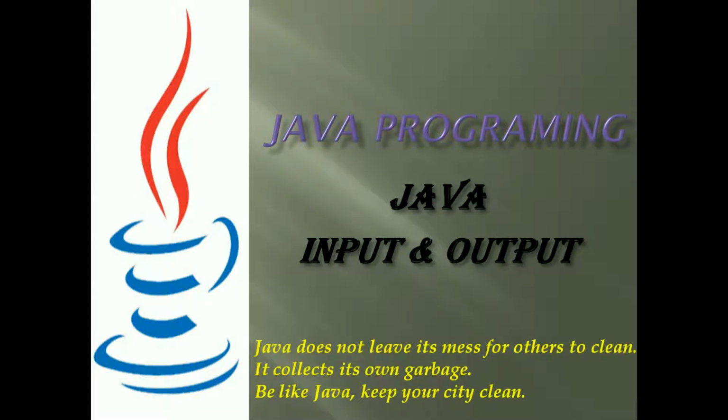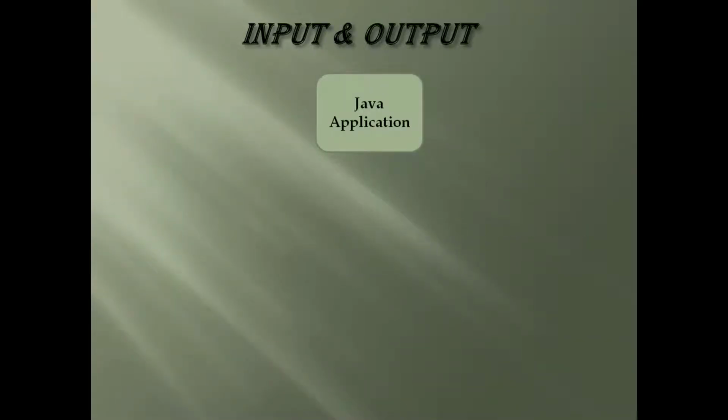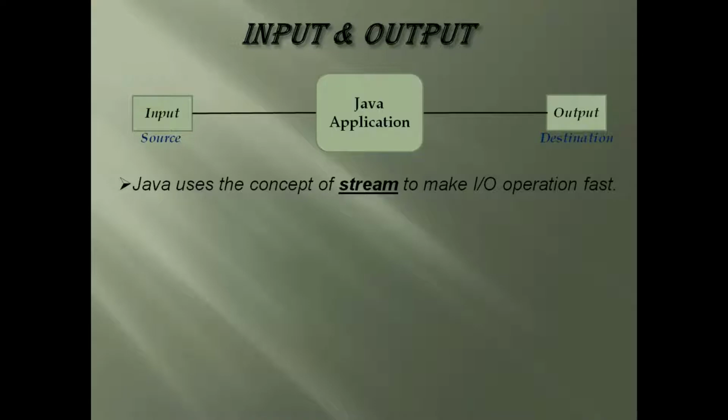In this video, we will discuss Java inputs and outputs. Java input and output is used to process the input and produce the output. Java uses the concept of stream to make input-output operations fast. What is a stream? A stream carries data from one place to another place. It is like a water pipe which carries water from one place to another place.